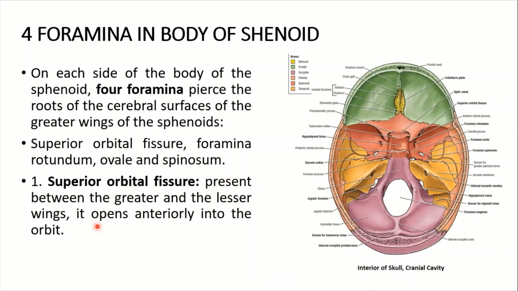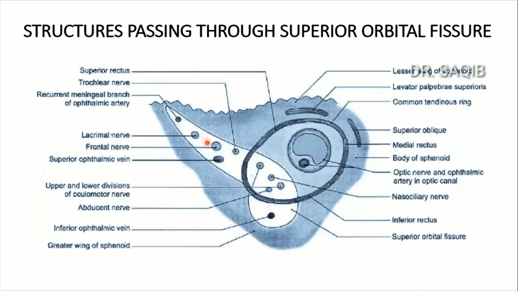The superior orbital fissure is defined by the greater and the lesser wings, it's present between them. This is the lesser wing and the greater wing is present there. It leads into the orbit. And these are the structures passing through the superior orbital fissure. Here you could see three cranial nerves. First of all, the upper and the lower divisions of the oculomotor nerve, right? And then the abducens nerve 6, and then the trochlear nerve, right? And then the branches of the trigeminal nerve, and also the meningeal branch of the ophthalmic artery, lacrimal nerve, frontal nerve, superior ophthalmic vein as well, right?